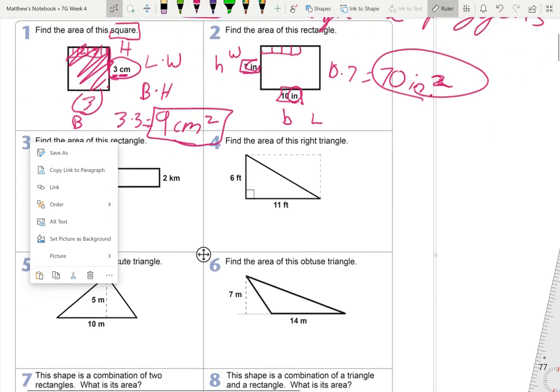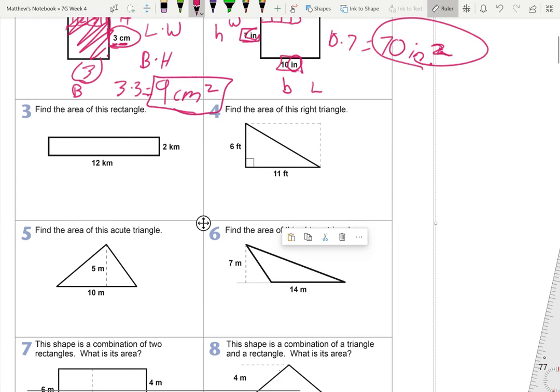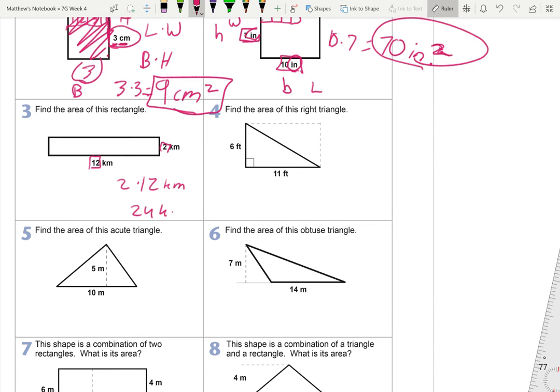And as we progress through this, you'll see some of these are kind of easy, like number 3, where it's just 2 times 12. And that's going to give me 24 kilometers squared. But then we get to triangles. Oof. Well, notice with a triangle, it's not a rectangle, right?